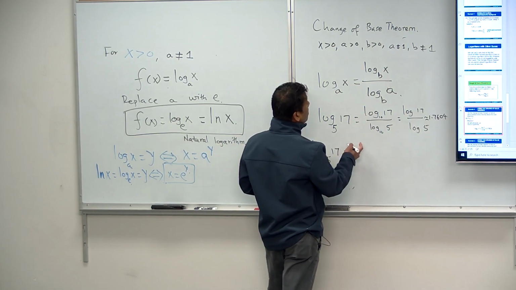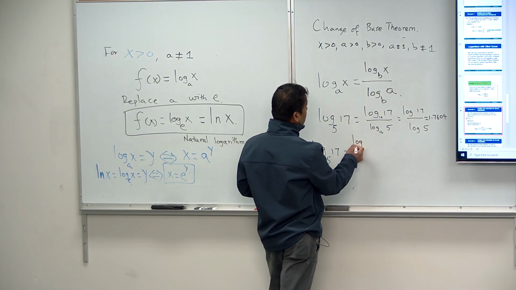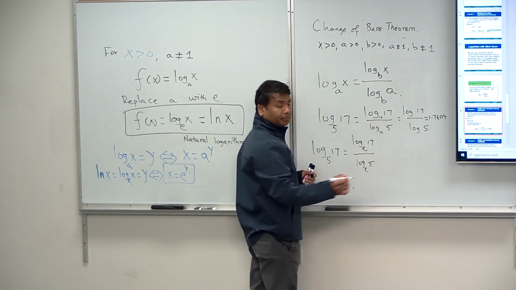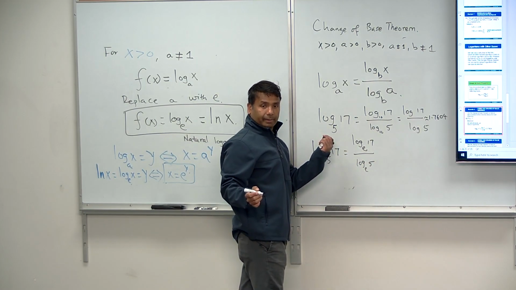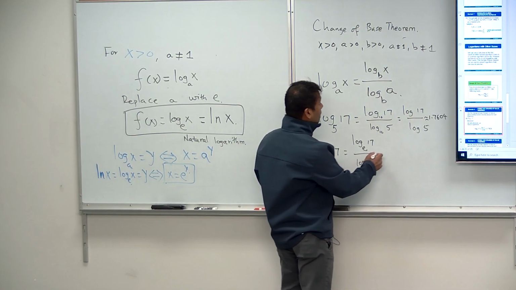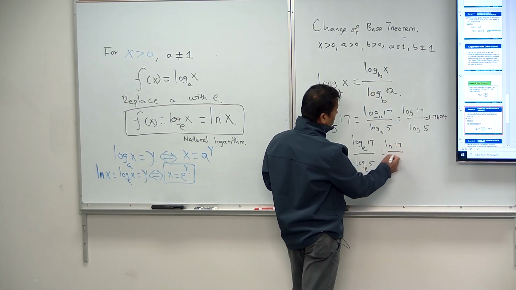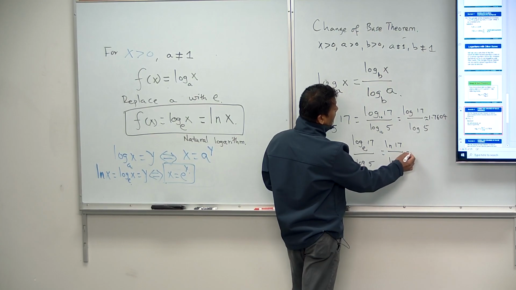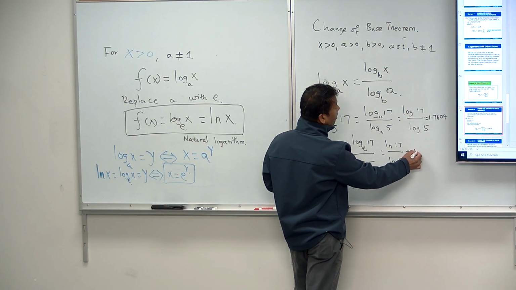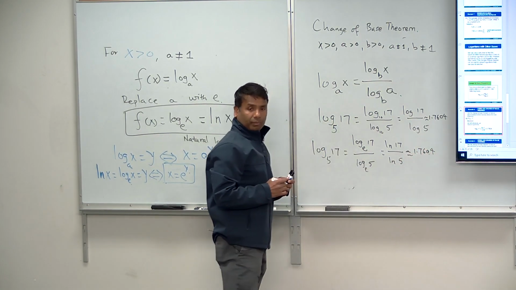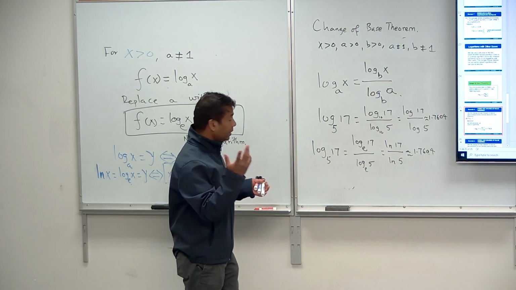In a change of base theorem, you can change, let's say the base is e. Logarithm with base e of 17 over logarithm with base e of 5. Same thing, right? But you need to know that this is the natural log. So this is ln 17 over ln 5. And it will also give you the same answer, 1.7604. Make sense? It's the same thing.